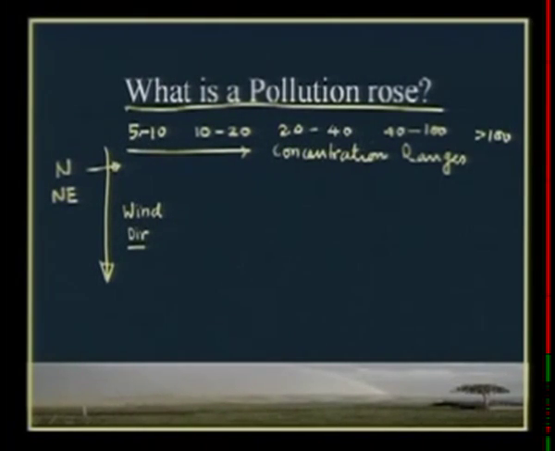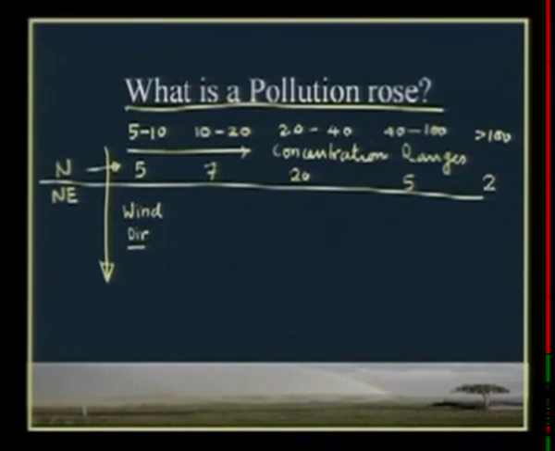So, how many hours, when the wind was from north, was the concentration range between 5 to 10? Let us say there were 5 hours in this range, and around 7 hours in this range, and when the wind is blowing from north, don't forget that we are talking about wind blowing from the north. So, the concentration range between 20 to 40 was, let us say, 20 hours, and then this is again 5 hours and 2 hours.